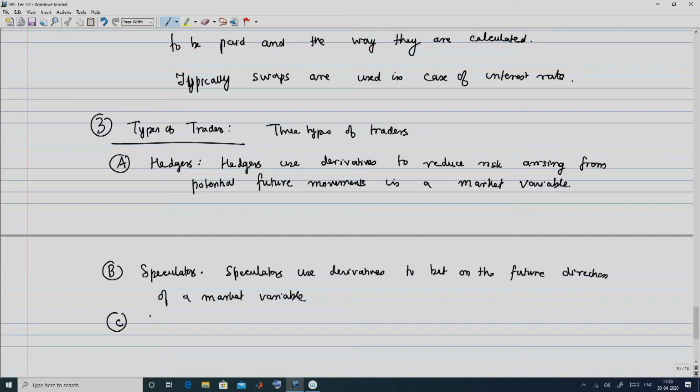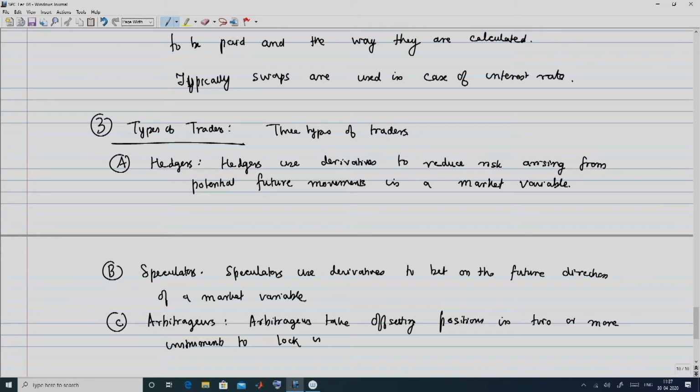And finally, we have something called arbitrageurs. So, arbitrageurs take offsetting positions in two or more instruments to lock in a profit.